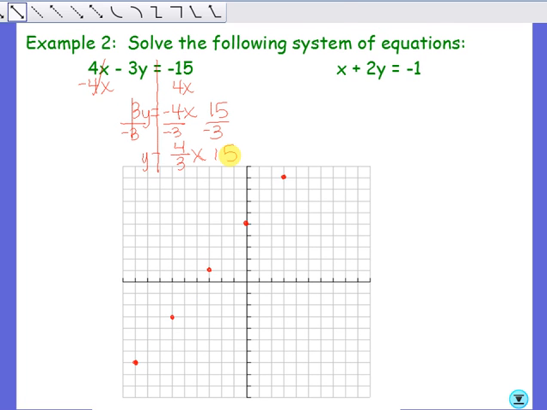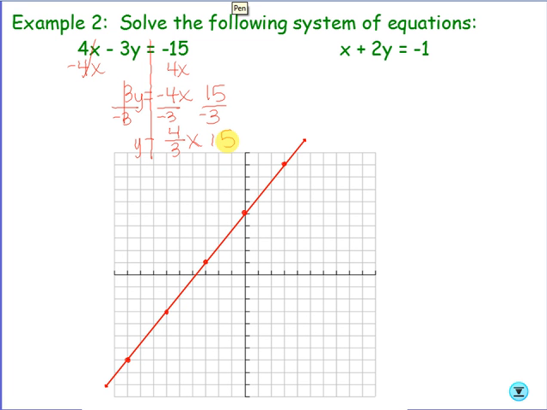Down and left. Then I connect them with a nice straight line. That goes completely across the graph. The long lines are necessary because you never know where those graphs are going to intersect.